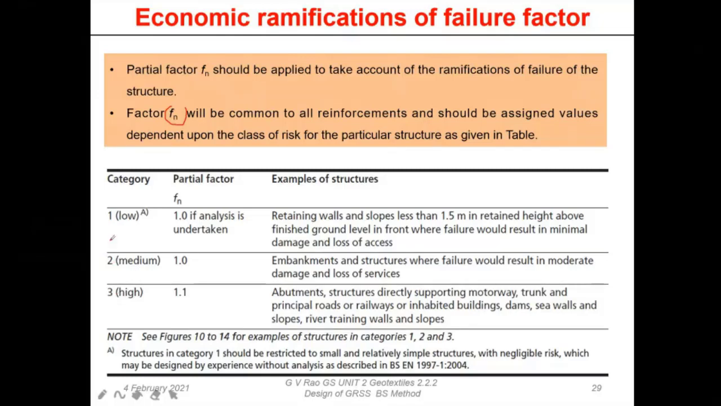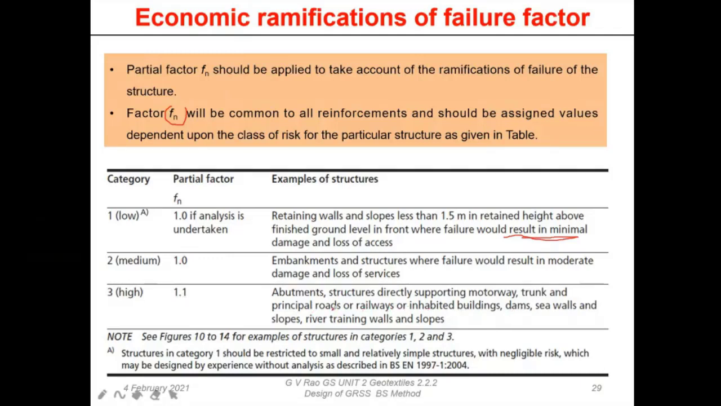Whereas when you go to, let us say, class 1, wherein the category is low, retaining walls and slopes less than 1.5 meter height. Obviously, if such a wall falls, the damage is not going to be so much. So we are not worried about that. It says it would result in minimal damage and loss of access. That is the main thing you consider when you have a low factor. So the partial factor is going to be 1 only. In the second category, embankments and structures where failure would result in moderate damage and loss of services, the factor is 1 only. It's only 1.1 for the remaining cases we just saw.